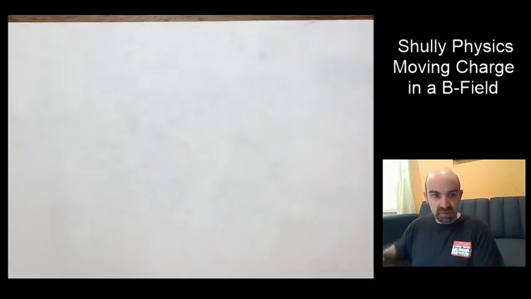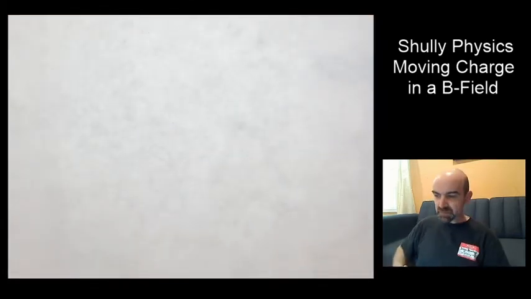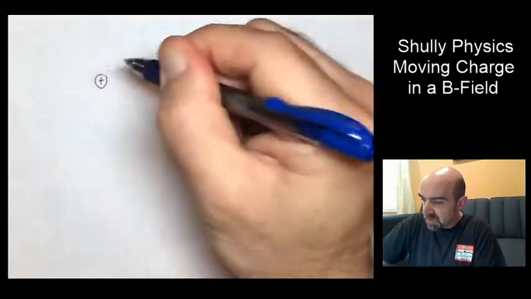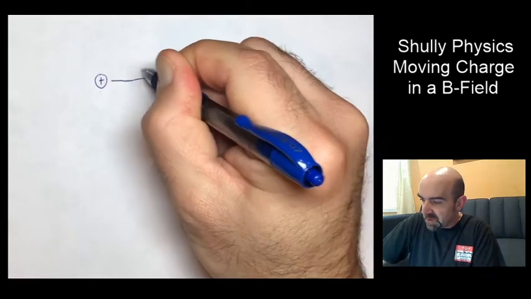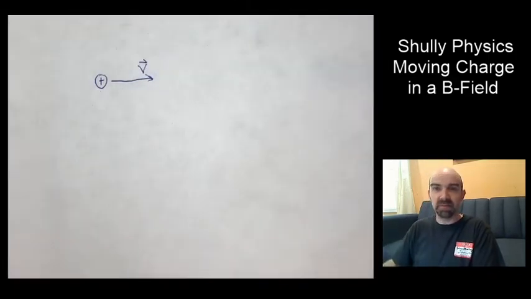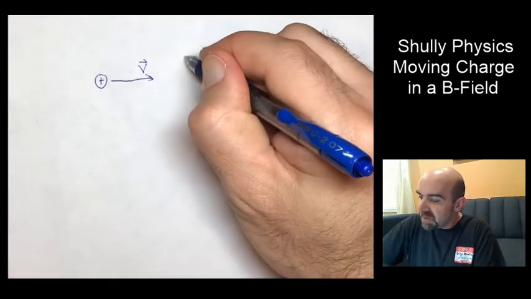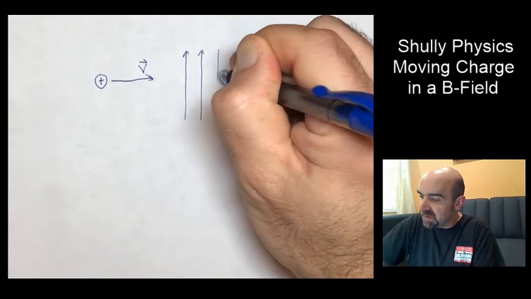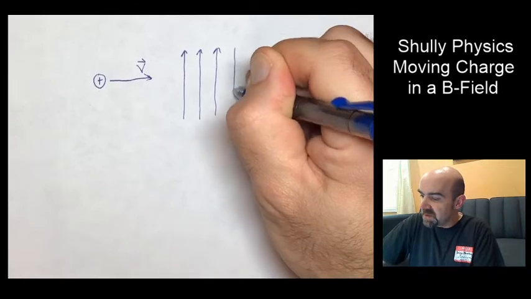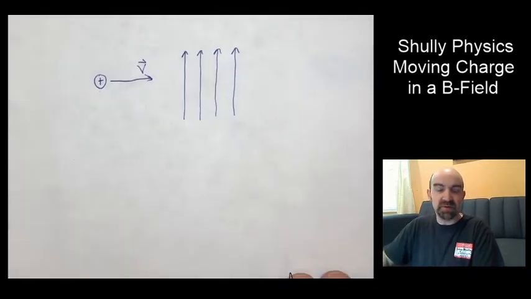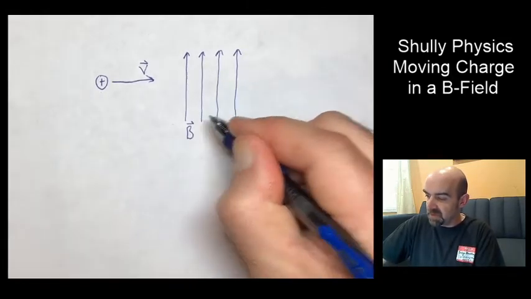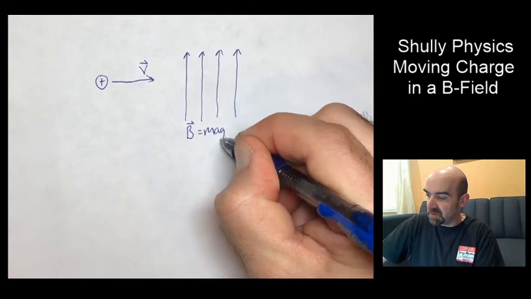All right, to begin with, a little picture. We have a moving charge, and it has a velocity vector. Now, if that moving charge passes through a magnetic field, I need to draw a representation of a magnetic field. So I'm drawing an area of space that this positive proton, this charge, is going to pass through, where it's going to interact with a magnetic field. And that's what B stands for.